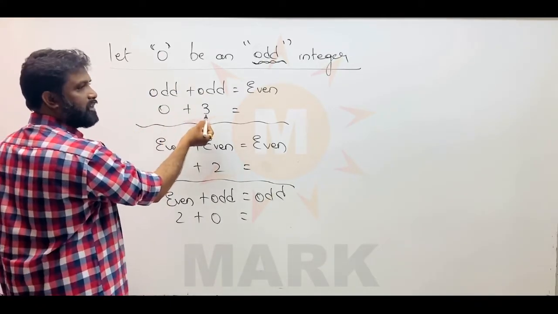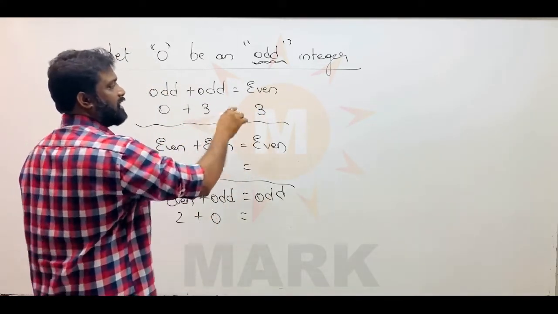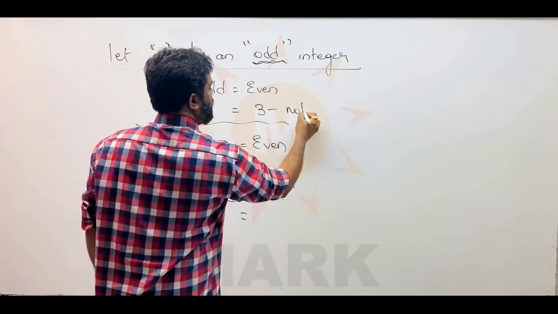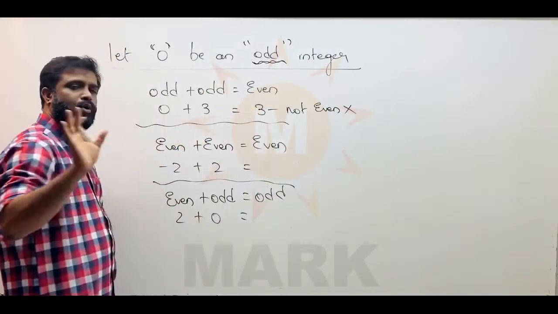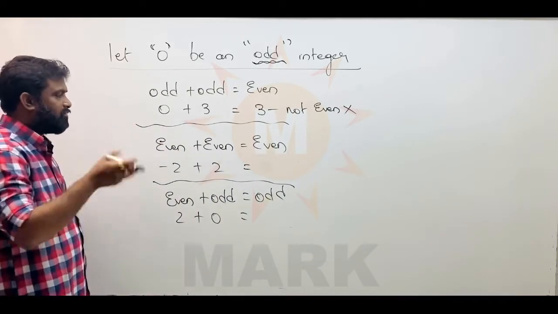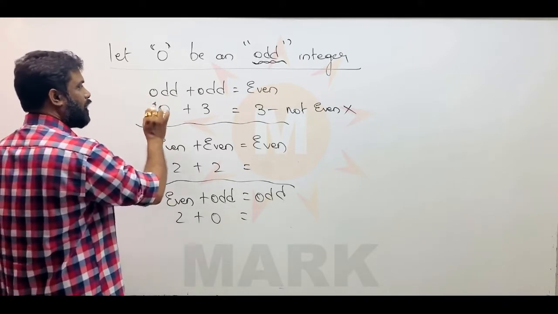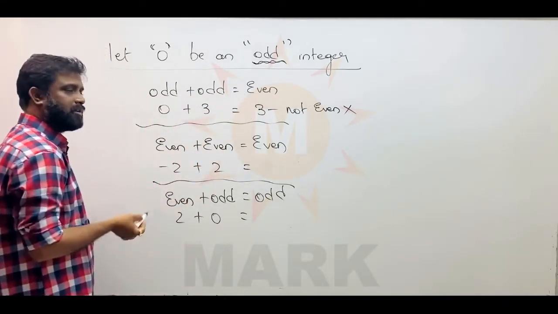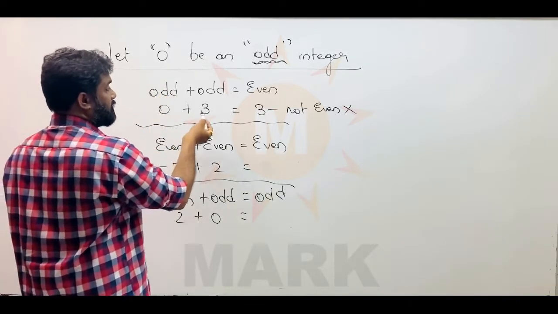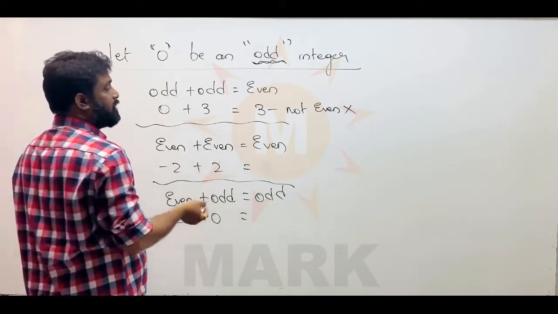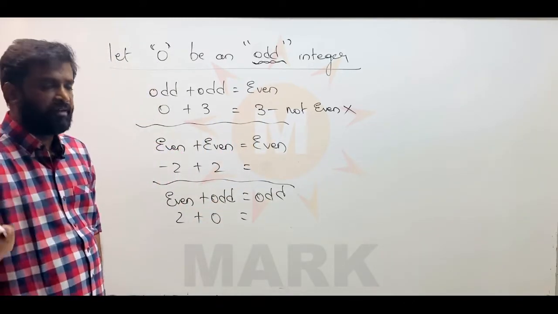And 3 is already an odd number, so 0 plus 3, what is the value? That is 3. And here 3 is not an even number, 3 is an odd number, so the rule got violated. If I take 0 as an odd number, odd plus odd should give an even number, that we know already. But we are getting the answer 3, which is not an even number.